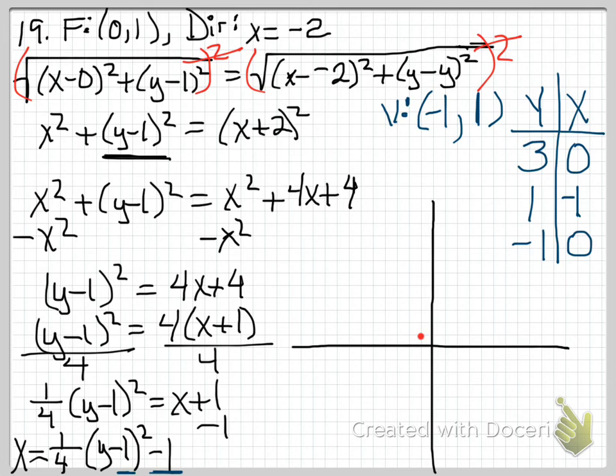So we have points at 3, 0, and negative 1, 0. Sketch out that graph, and there you go. There's our positive horizontal graph. Alrighty? That's all we do for number 19. Let's move on.